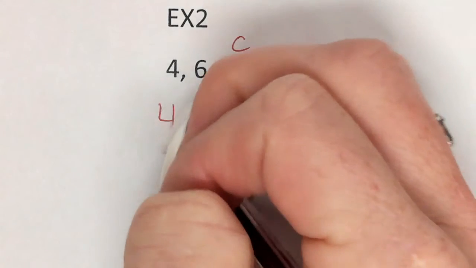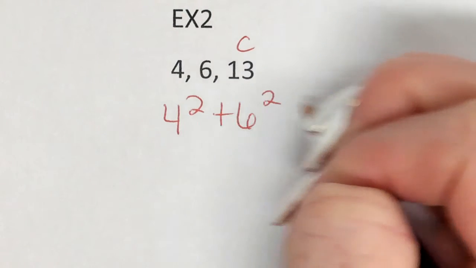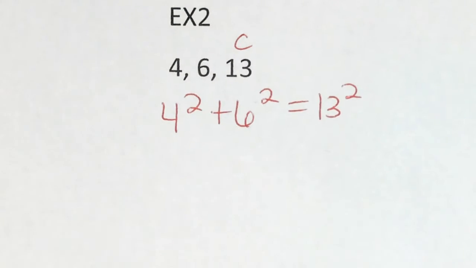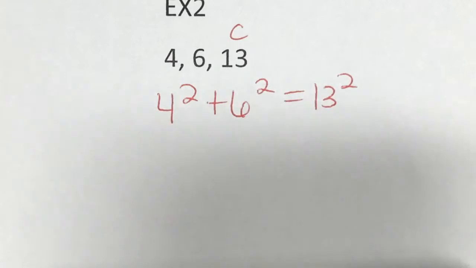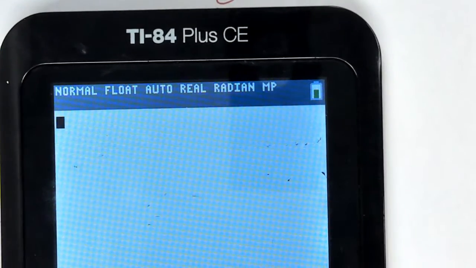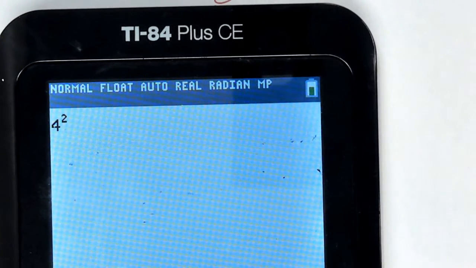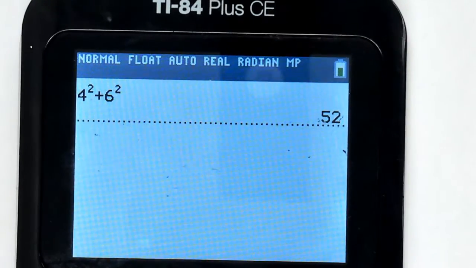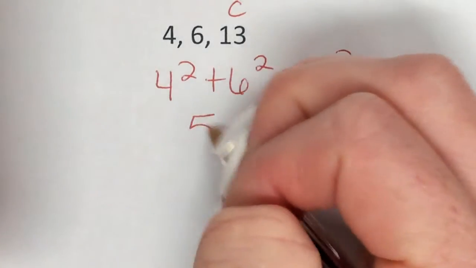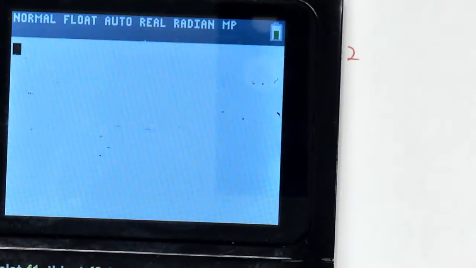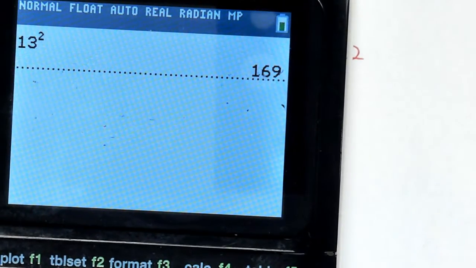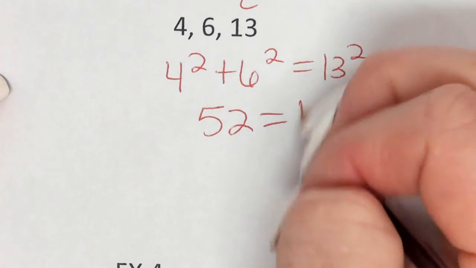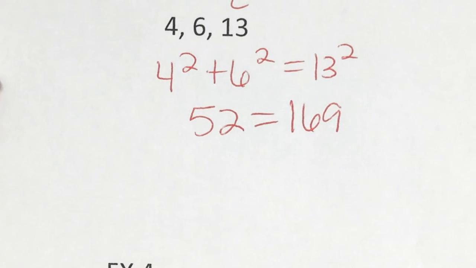So which one of these was your C? 13. So I would say, is 4 squared plus 6 squared equal to 13 squared? So I go to my calculator and I type in 4 squared plus 6 squared. And what'd y'all get? 52. Now I type in 13 squared. What'd I get? Do those equal? So what is my answer?